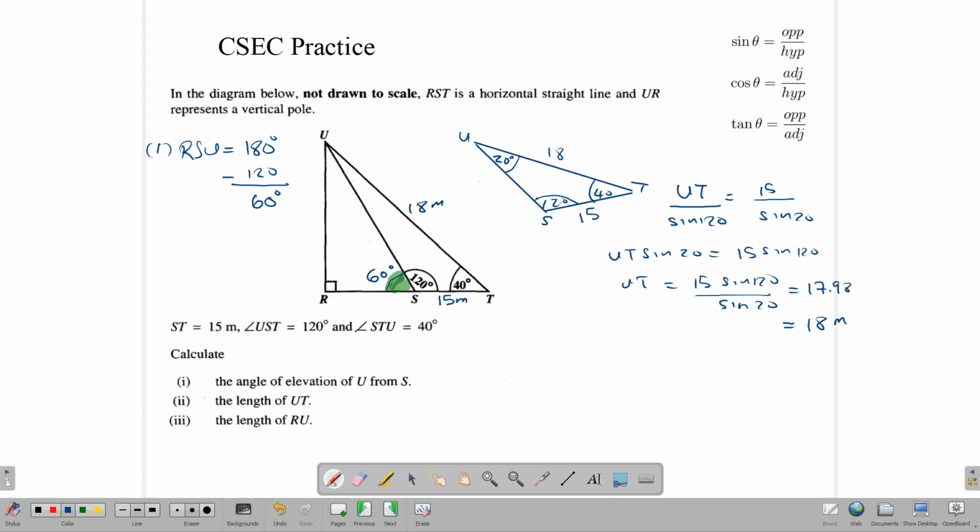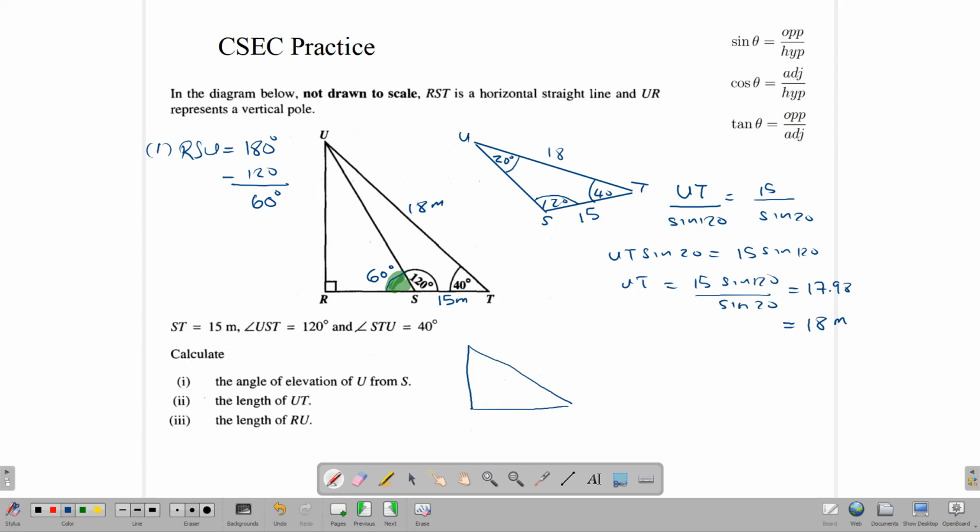And so we have found our UT, and now we need to find the length of RU. Now RU is the vertical line, the vertical pole. So we want to be working with this triangle. Now let's work with this triangle here. So I'm going to draw that triangle there and extend outwards.